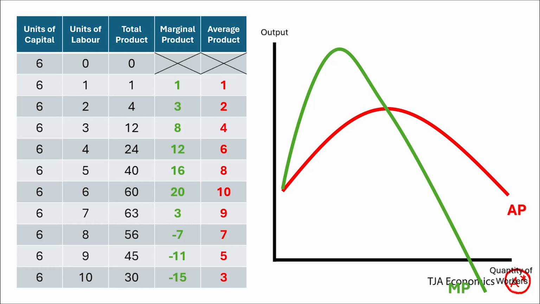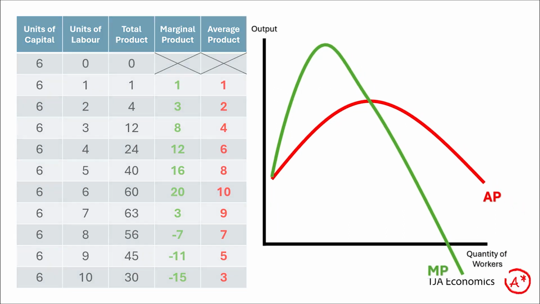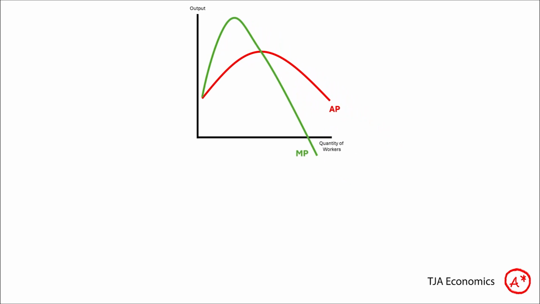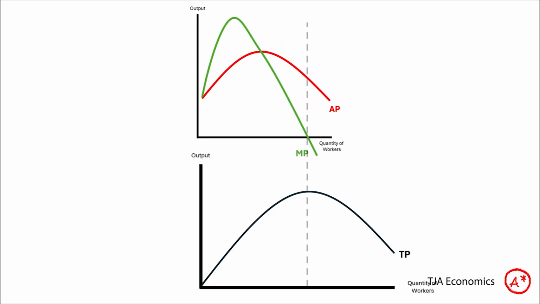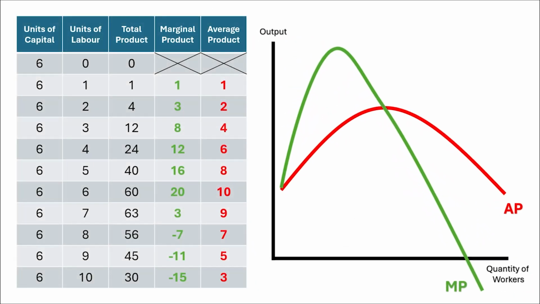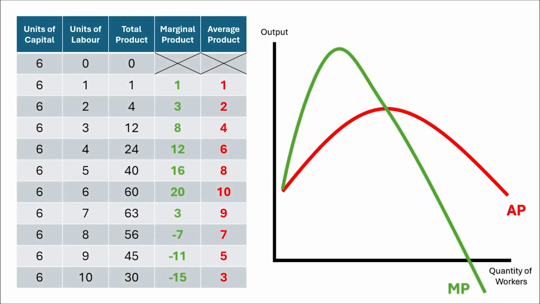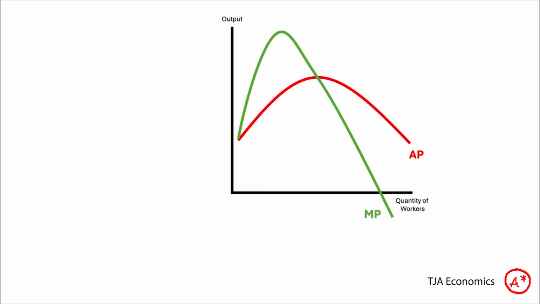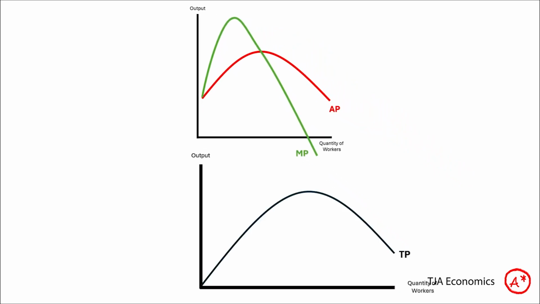But we can do something quite interesting with this diagram. If we look, for example, at the point at which marginal product is 0, it is also the point at which total product is maximised. For example, if we go back to our table, we can see when marginal product crosses into 0 between 7 and 8 workers, that's when total product is maximised at 63. And so that proves in here diagrammatically as well. When marginal product is 0, that's when total product is maximised.